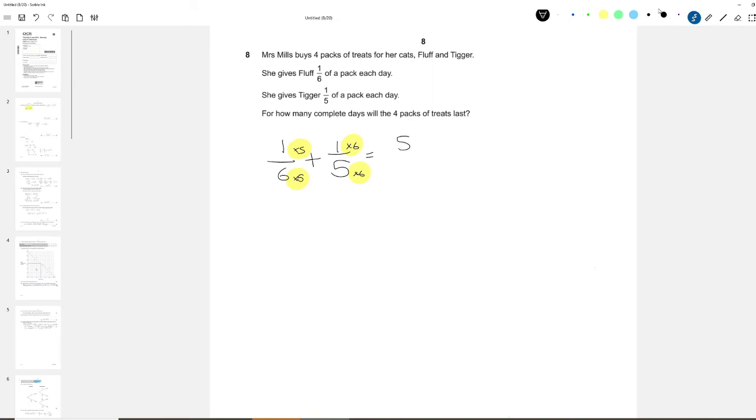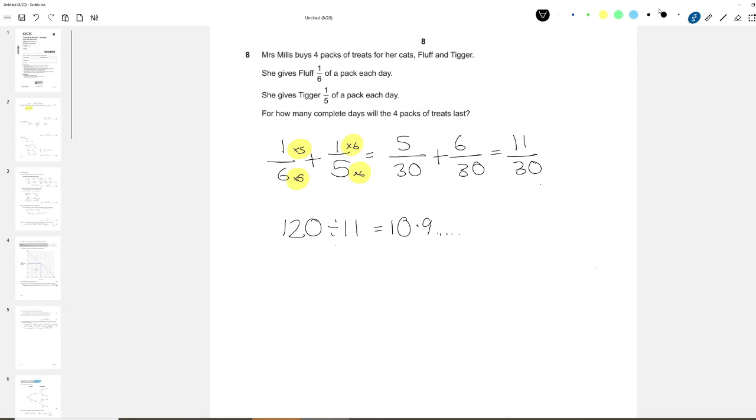So I will get 5 over 30 plus 6 over 30. And now I can just add the numerators together. I'll get 11 over 30. So 4 packs would technically be 120. So what I need to do now is, if I use 11 of them, I need to do 120 divided by 11. 10, 11. So 120 divided by 11 would be about 10.9 something.